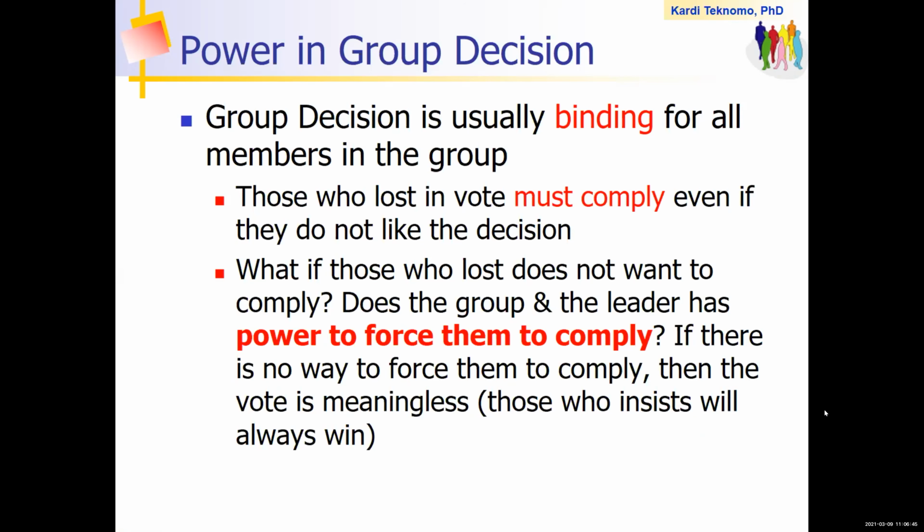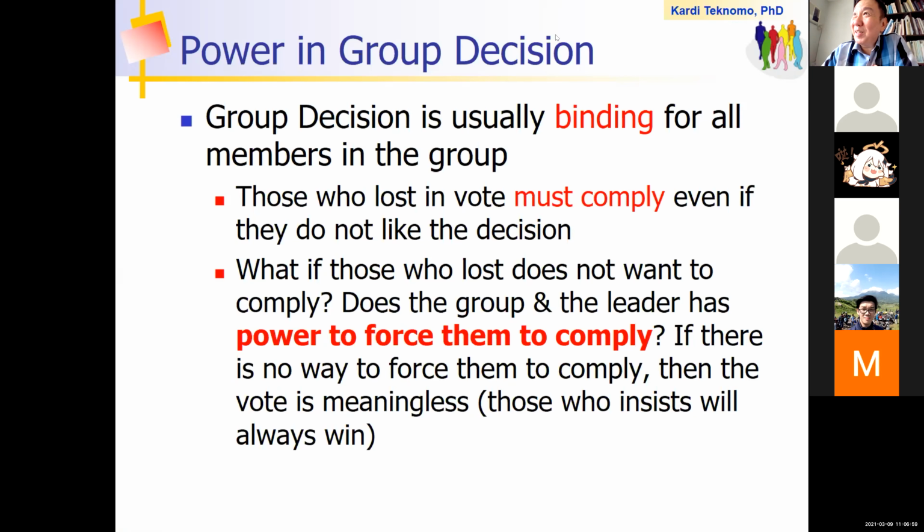Kerakyatan yang dipimpin oleh hikmat kebijaksanaan dalam bermusyawarah dan perwakilan. What's the meaning of that? It's a group decision. It's like voting, musyawarah mufakat. What's the meaning of musyawarah mufakat in English?